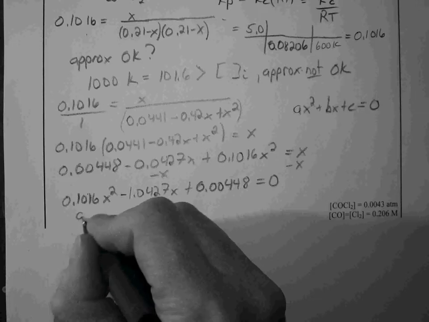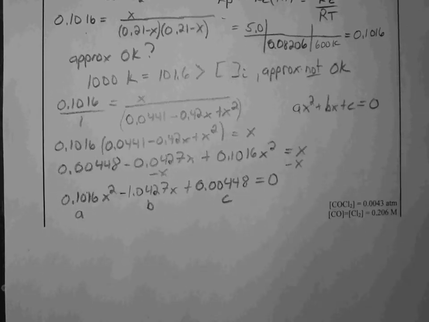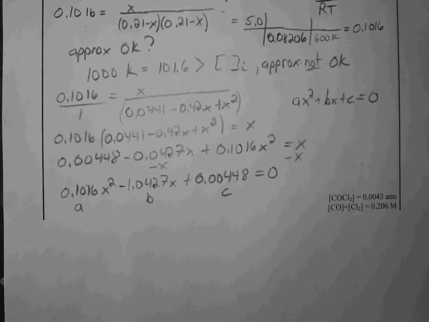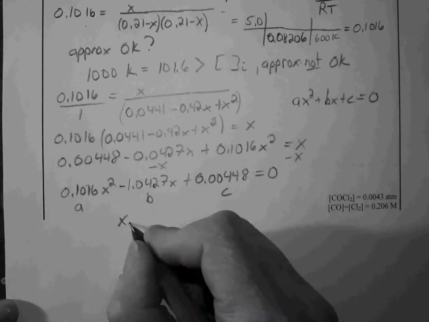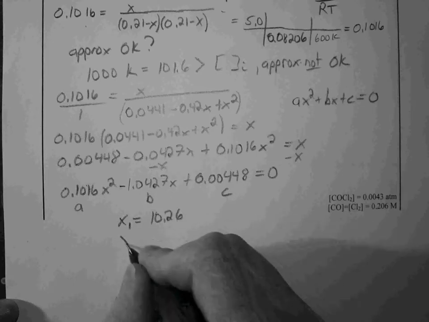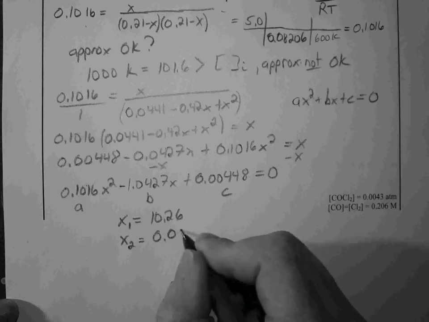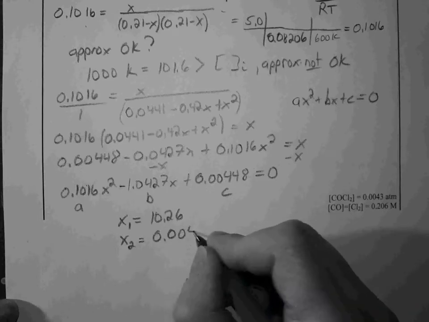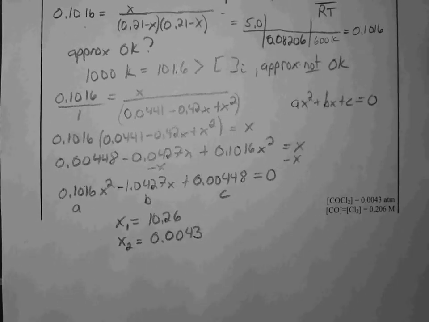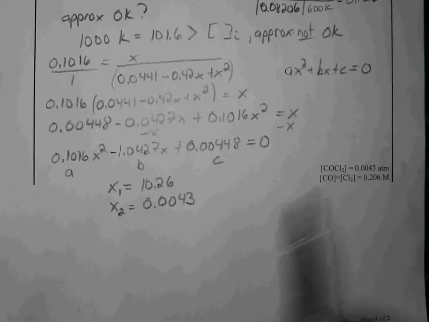Alright, so this is A, this much is B, this much is C. If we solved via the quadratic equation, we would get two roots, and the two roots that we would obtain in this case, we have x1 is 10.26, and the second value of x is 0.0043.